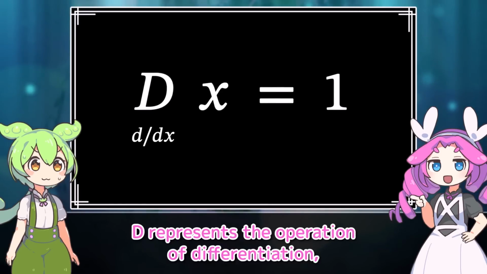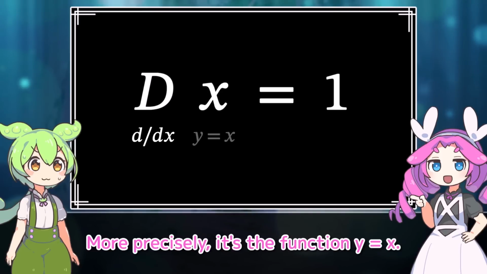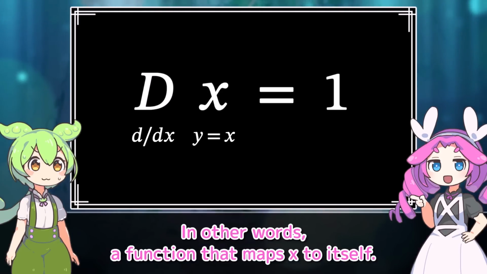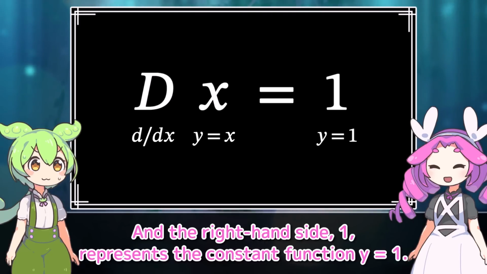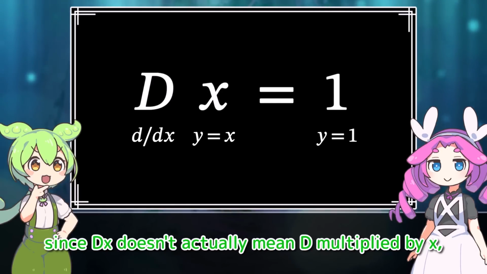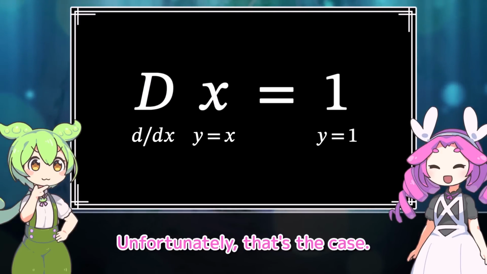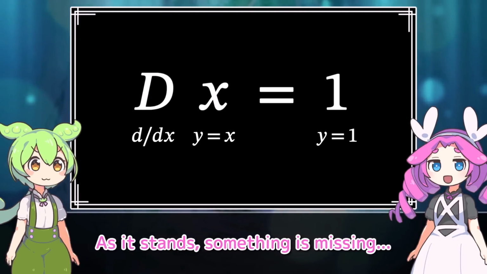D represents the operation of differentiation, while x is a variable. More precisely, it's the function y equals x. In other words, a function that maps x to itself. And the right-hand side, 1, represents the constant function y equals 1. So, since dx doesn't actually mean d multiplied by x, we can't just divide both sides by x like that. Unfortunately, that's the case. As it stands, something is missing.